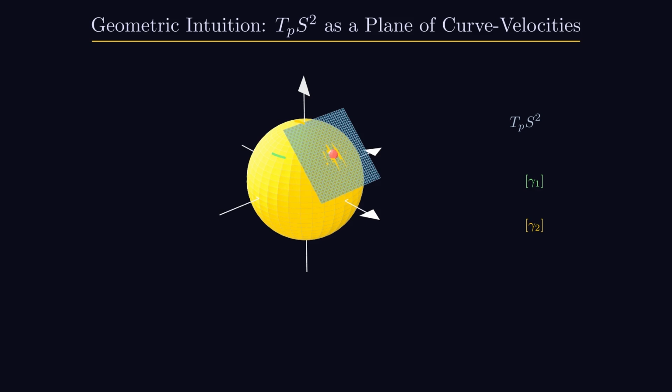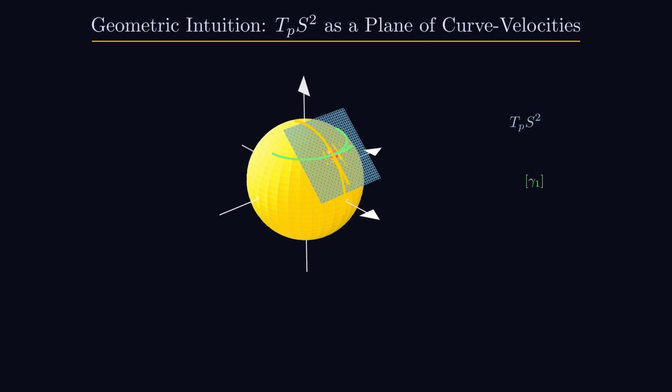Here are two smooth curves through P. The green curve is a circle of latitude. It moves along the sphere at constant height, sweeping around P. The yellow curve is a meridian. It arcs over the top of the sphere through P. Each is a C infinity map from an interval into S2 with value P at time 0.